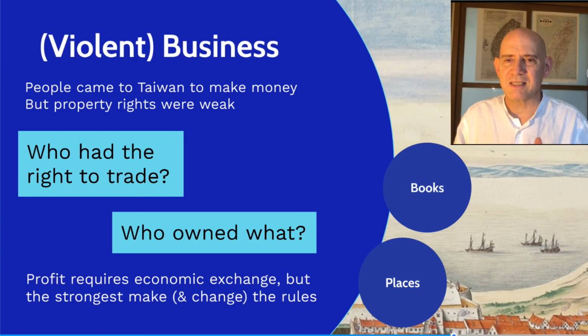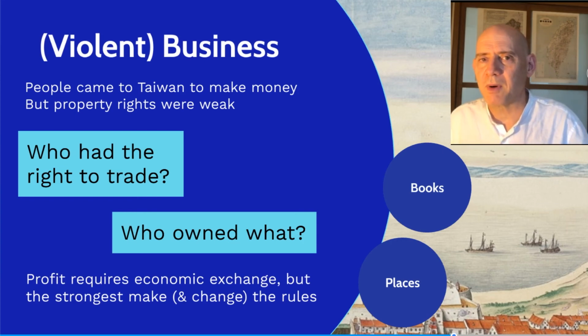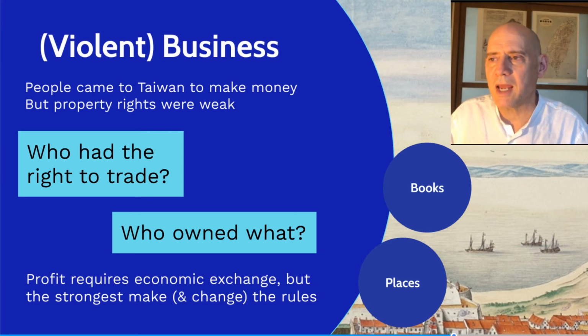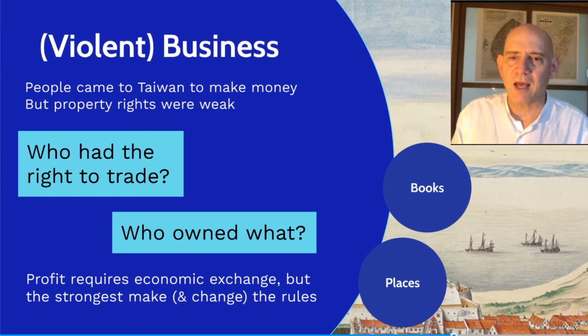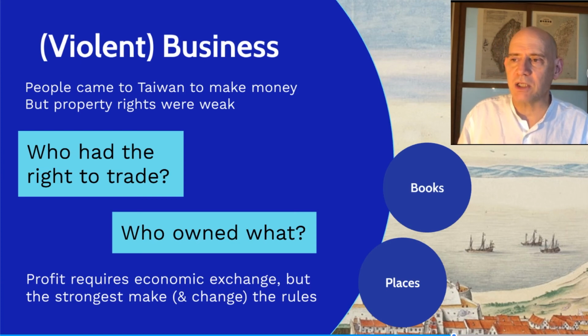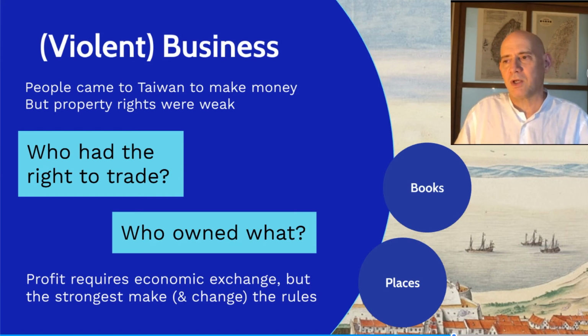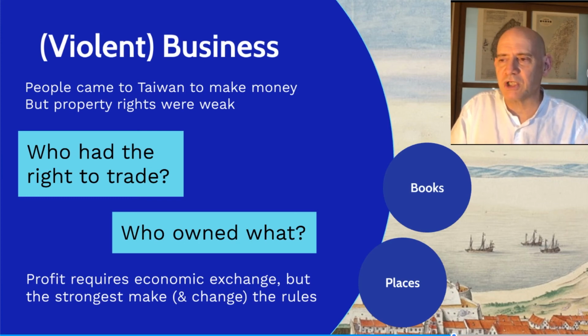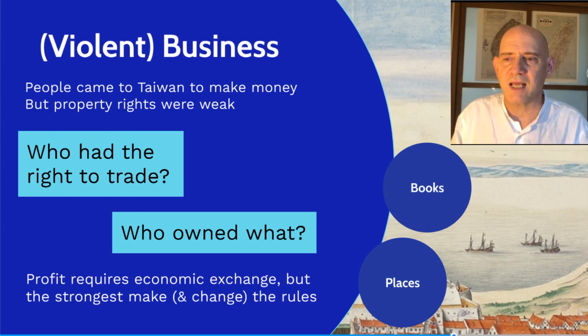It's not a business in the modern sense, but people did come here to make money. Okay, the problem was who has the right to trade, who owns what. Okay, that all has to be settled, and it hasn't been settled very well yet at this period. Okay. So, for profits, you got to have economic exchange. That means you got to have some sort of cooperation between these peoples. Okay, but you also try to use your strength to push people into disadvantageous positions so that you can make better trades than they can.